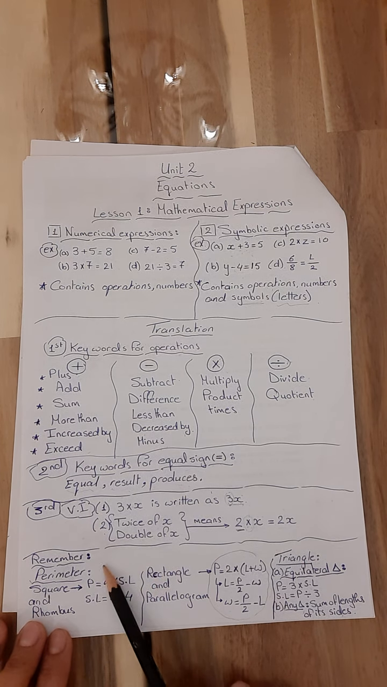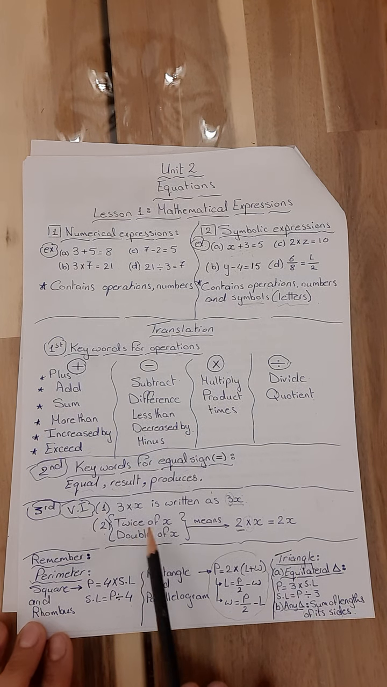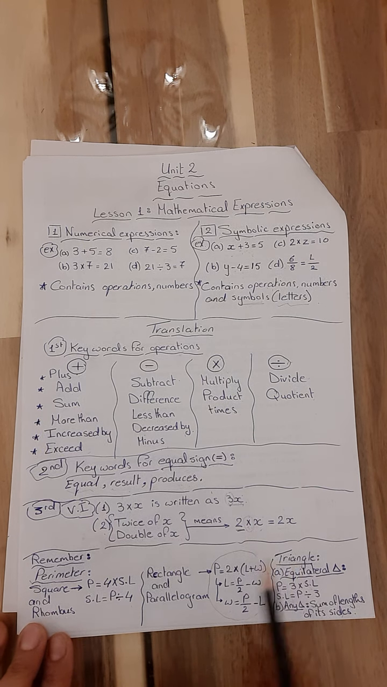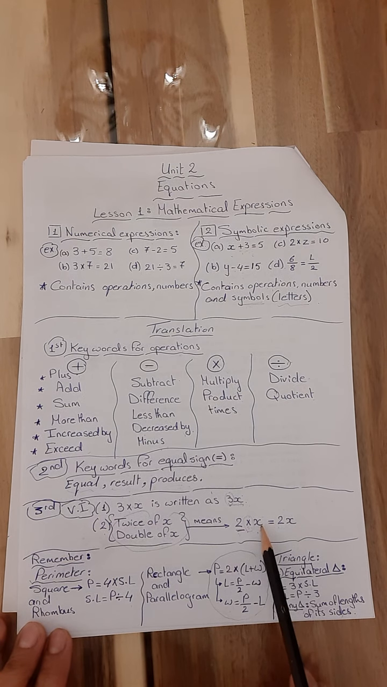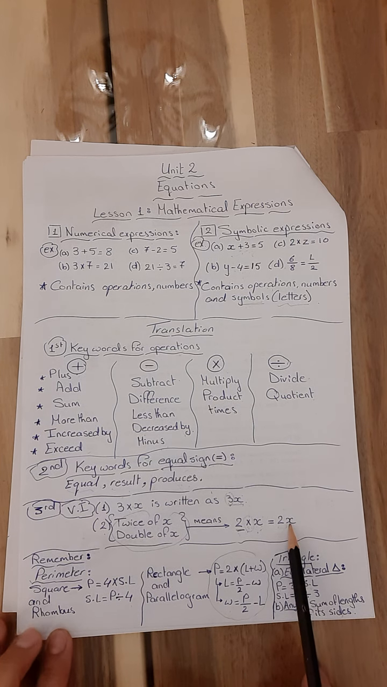The second thing to know is the word twice of x or double of x. Twice and double of x mean 2 times x. These two words mean 2 times x. And the multiplication in this lesson, as we said, will disappear, where we must write the number first, 2, and the letter after it, and the multiplication will disappear, which is 2x. Okay?